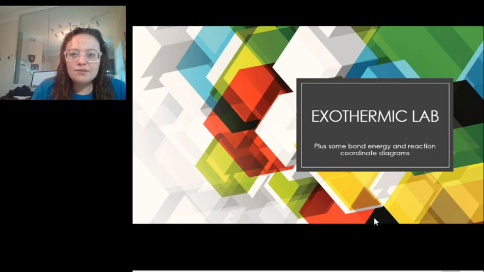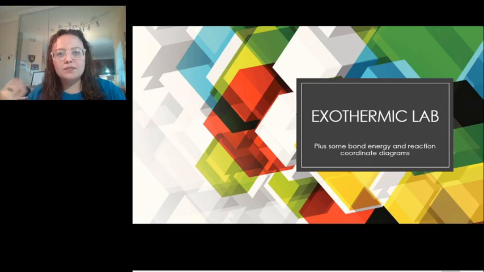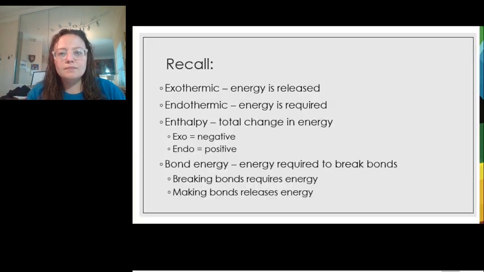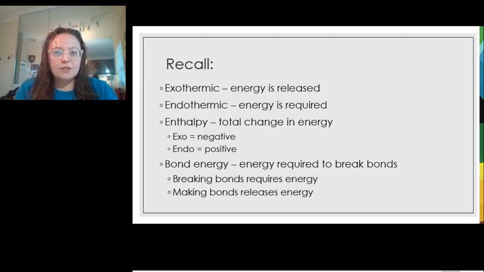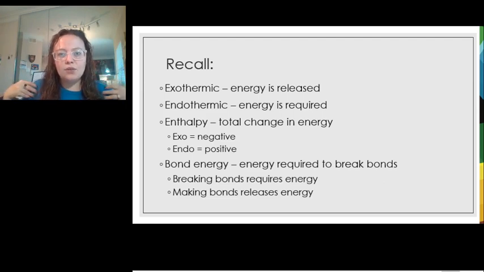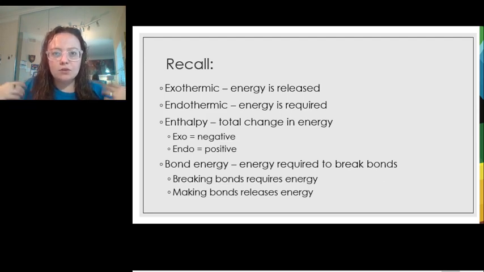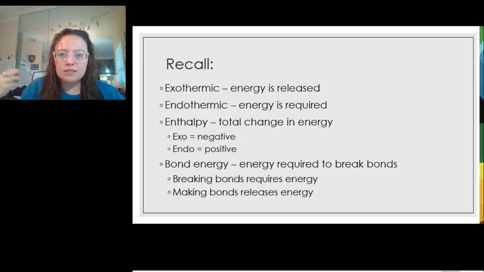We're going to go over the exothermic lab, and we'll talk about bond energy and the reaction coordinate diagrams that go with this lab. So recall, exothermic means that energy is being released, it's exiting. Endothermic means that energy is required, or it's being absorbed into the system. Enthalpy is our total change in energy, so if you're losing energy because it's being released, that's a negative change, versus if it's absorbing energy, that's a positive change.